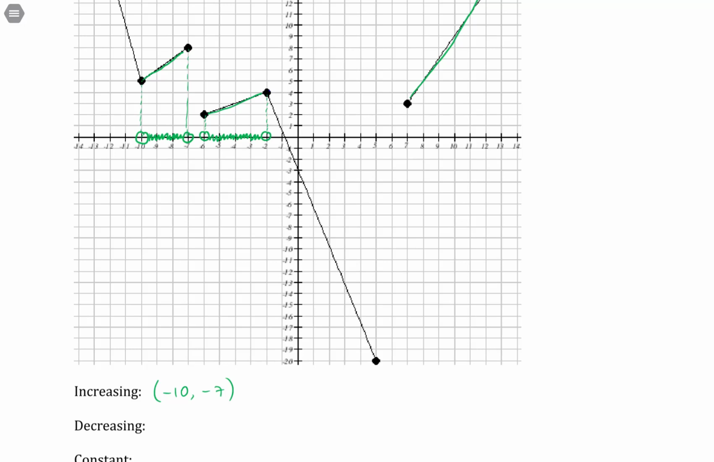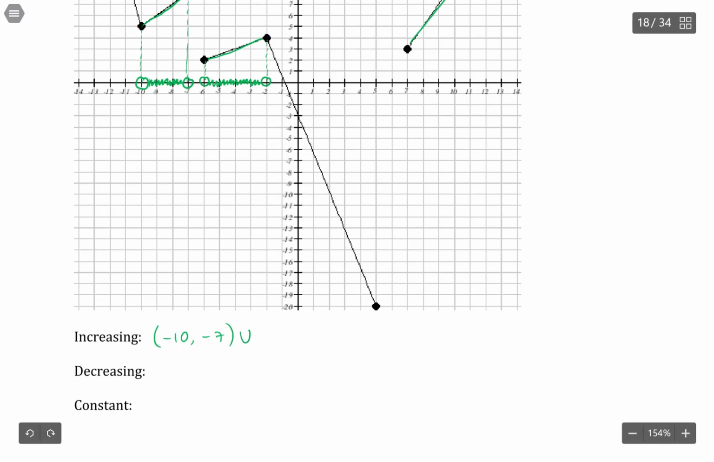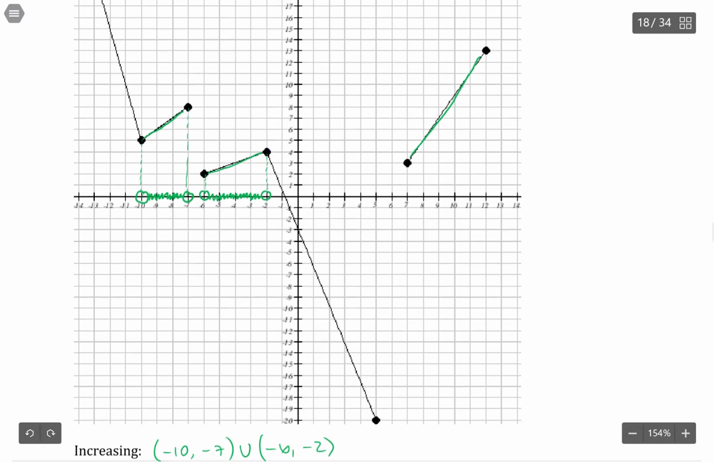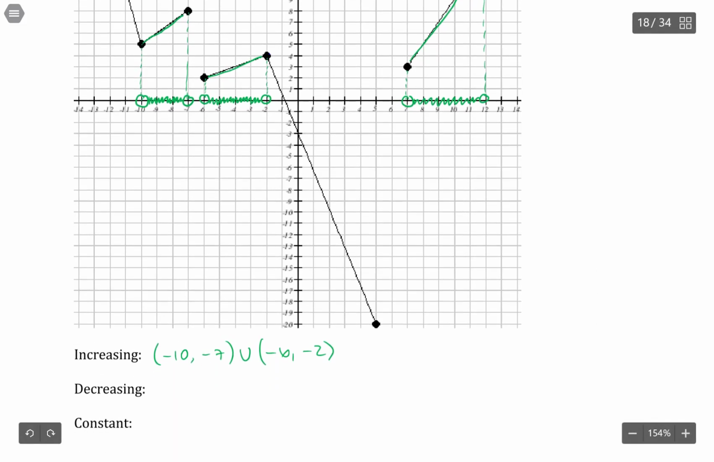So students will often try and do that. They'll say from the point -6, 2 to the point -2, 4. But you don't need to include the y information. You just need the x. So the next set of values goes from -6 to -2. And the final set that's increasing begins here at 7 and ends here at 12. Then it's all the points in between there. So the final set for increasing is from 7 to 12.